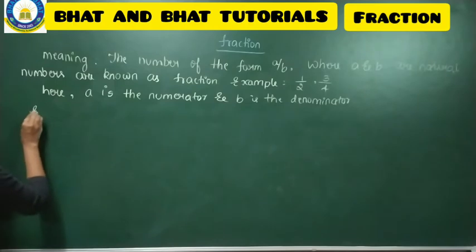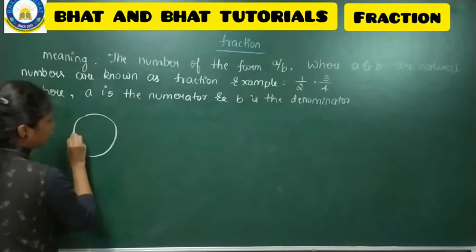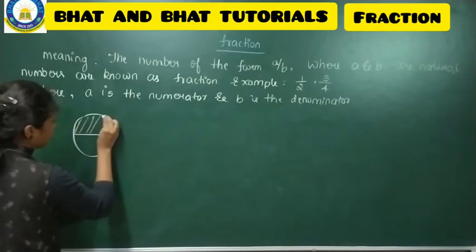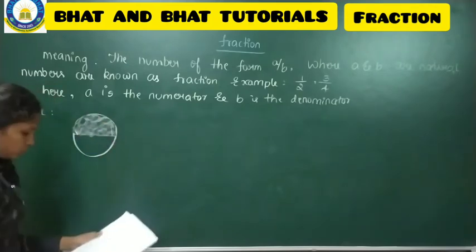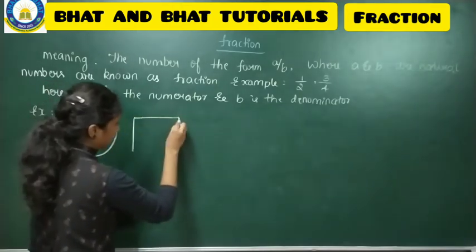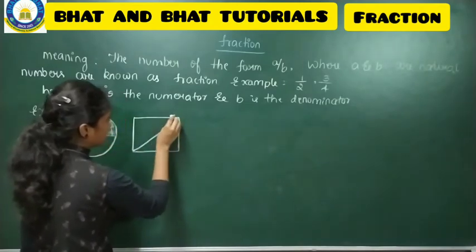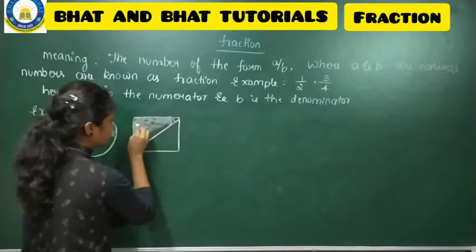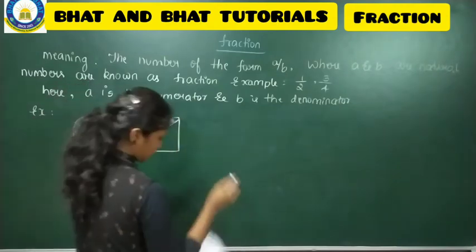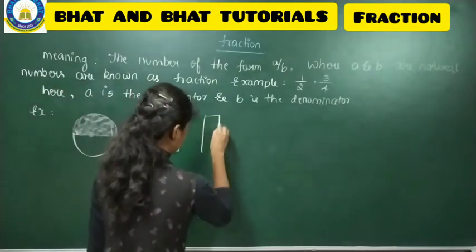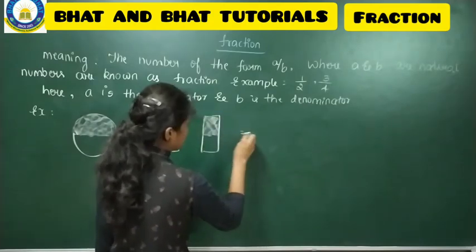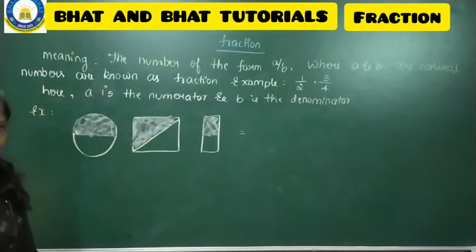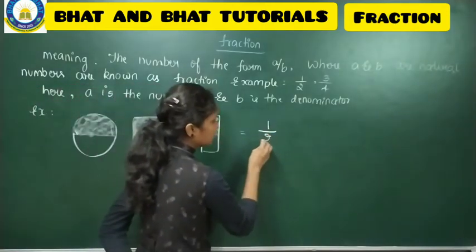One more example you can take. Write a circle. The above part of the circle has been shaded. And when I write one square, this particular part has been shaded. And the next, when I write another square, half of it has been shaded. All the figures tell us 1 by 2.